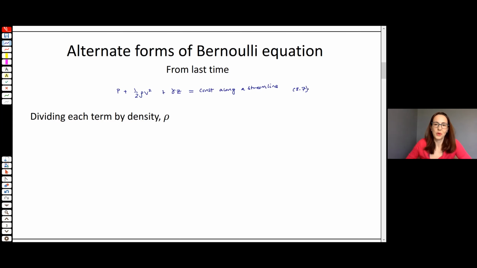And that's equation 3.7, that's the Bernoulli equation. And just in case you weren't here last time, let's talk briefly about the concept of a streamline. So if you have some kind of flow, let's say you have a flow from a tank and it's got a little spout and then you've got water coming out and the tank is filled with water.